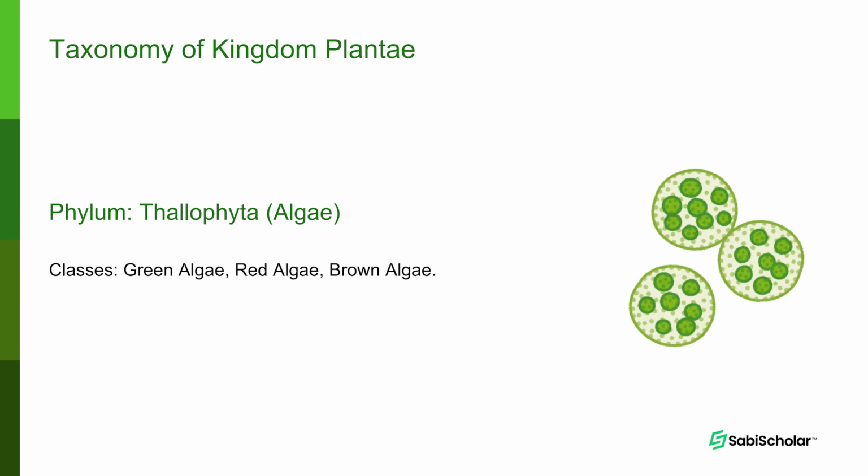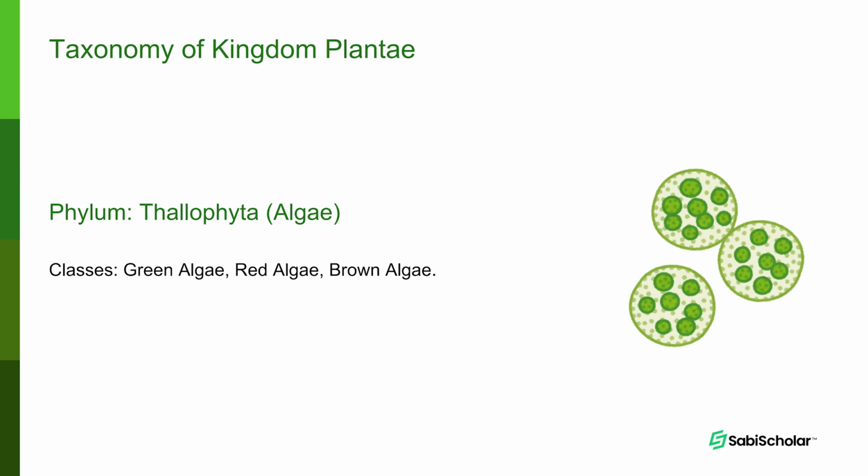Now, they do not have any system of conducting food and water because they are non-vascularized already. Also, under this phylum Talophyta is where you will see the Spirogyra representing the green algae and the Sargassum representing the brown algae, etc.